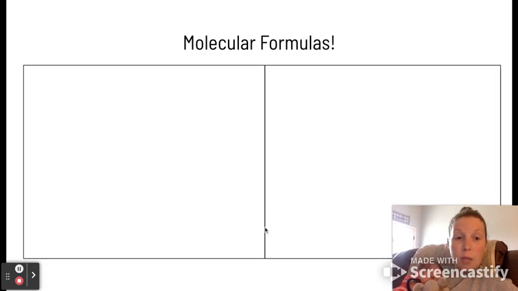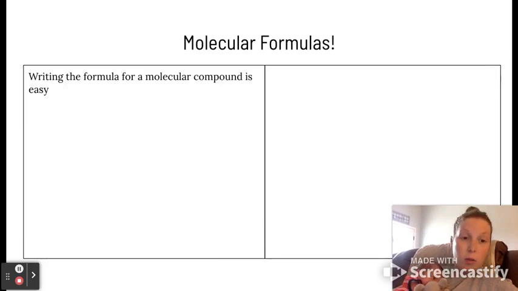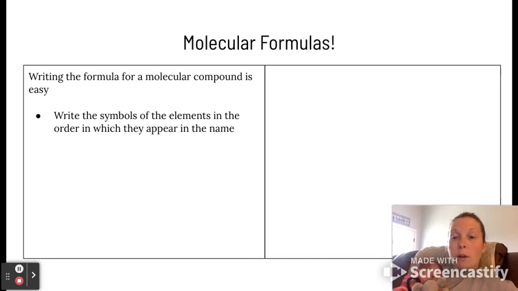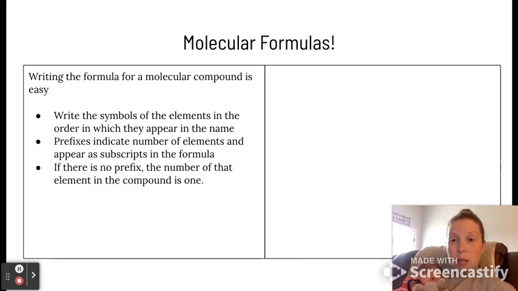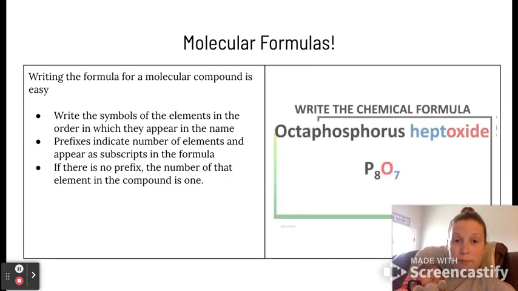Now let's talk about how to write formulas for covalent compounds, or molecular formulas. Writing the formula for a molecular compound is pretty easy. First, you write the symbols of the elements in the order that they appear in the name. Again, I'm going to give you the order that they need to show up. Prefixes tell you the subscripts, so vice versa. If you see a prefix in the name, that becomes a subscript on that element. If there's no prefix, then we assume that the subscript is 1, which means we don't write it.